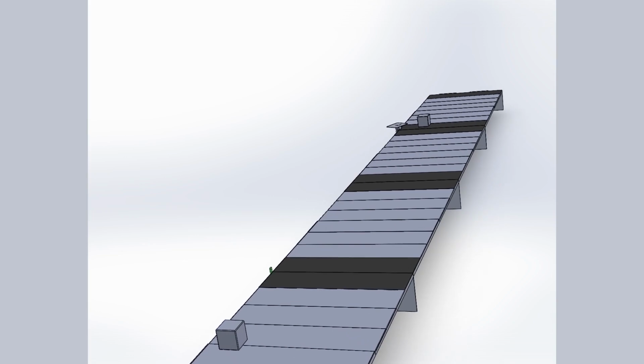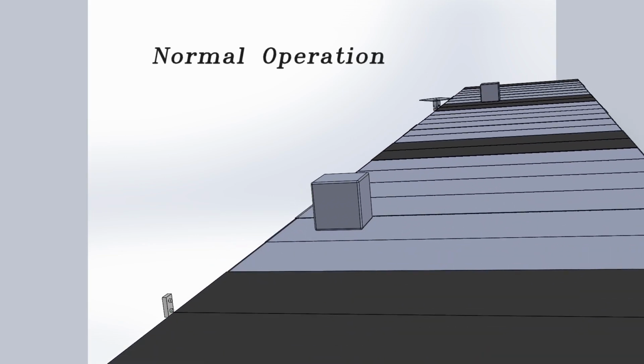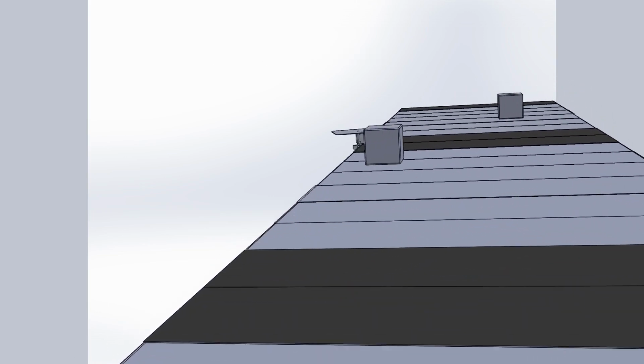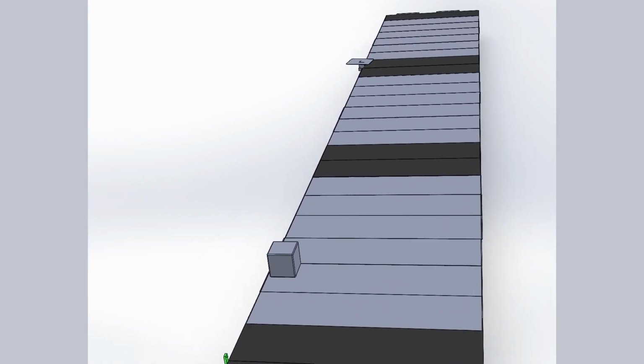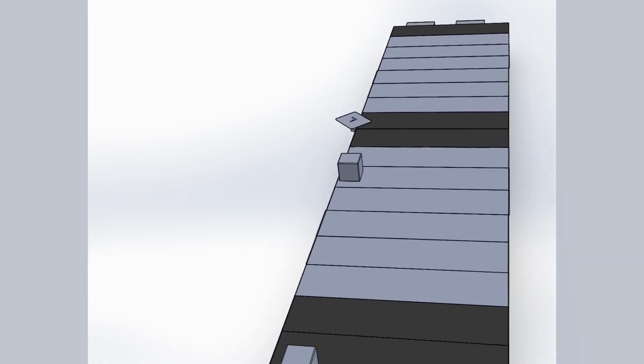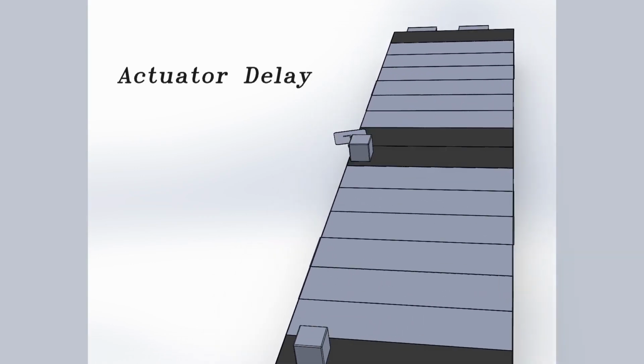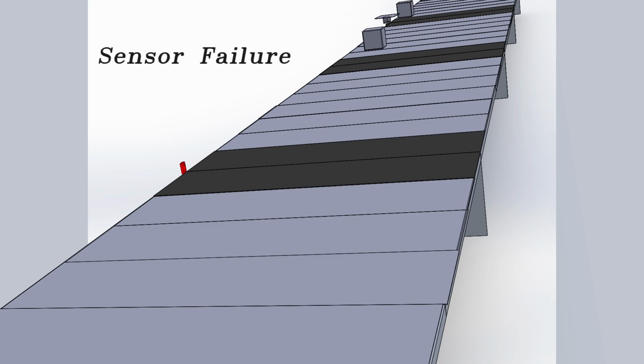So far, our system looks perfect. Every item is detected, every decision is correct, every item reaches its destination. But real factories face a problem. Machines fail, products get stuck, sensors malfunction, actuators respond too slowly.